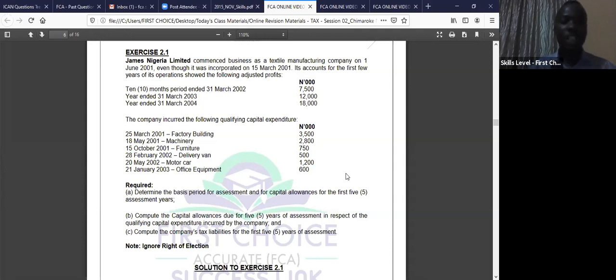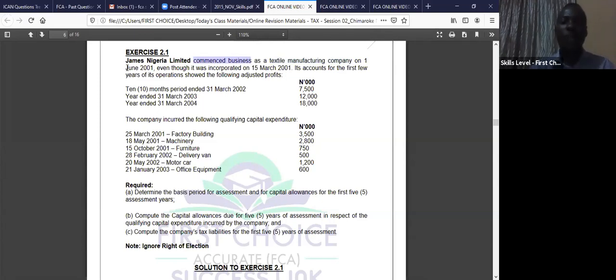James Nigeria Limited, so this is a company, commenced business as a textile manufacturing company. Now you look at it, it's a manufacturing company. What do we say about capital allowance in a manufacturing company? They are not restricted. So you don't use 2/3 on them. Now, we said again, another keyword, commenced business. That means there's going to be overlap.